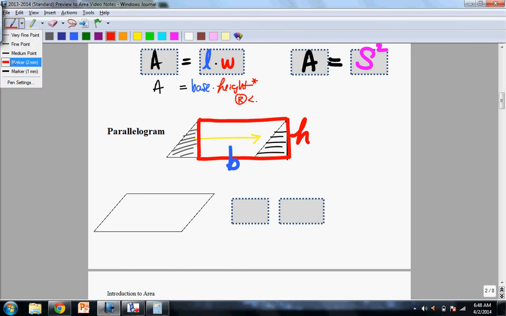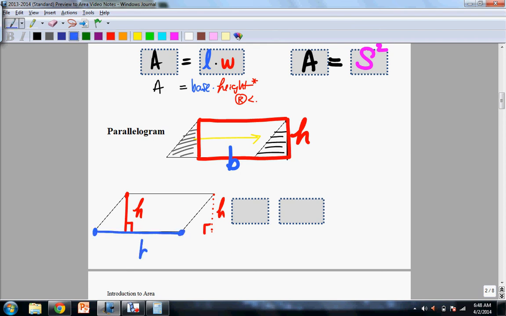Just got to remember, in a parallelogram, that word height always is a straight line at a right angle. That's going to be your height. Or it could even be on the outside at a right angle. That's your height. Your base is going to be this length right here. So area of a parallelogram, area equals the length of the base times height as well.